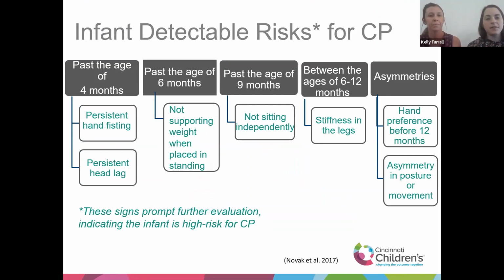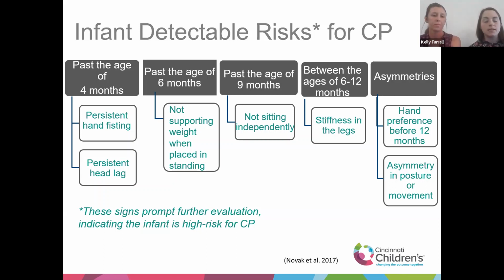So research has found that there are some different detectable risks of cerebral palsy early on in life. This is really important because these are specific types of red flags that we are able to screen for both during our OT and PT evaluations and treatment sessions, but they can also be evaluated at well-child visits with their physician or other care providers. So there are some very specific red flags and abnormal movements that make someone more at risk for CP.